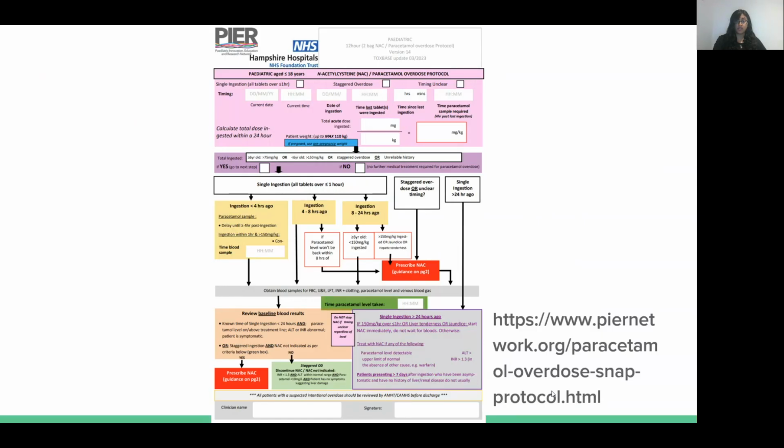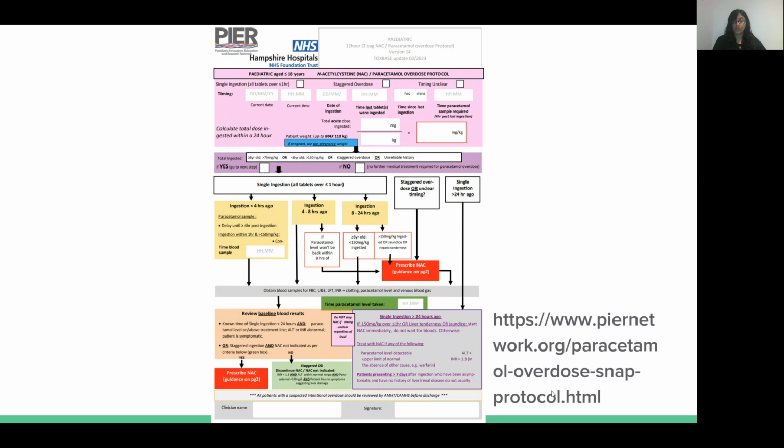So this is the SNAP protocol. Every hospital will have a slightly different version, but it is essentially get them in, take bloods. If you think it's over critical value, if you can work it out in milligrams per kilo, that's better. And just start them on the treatment until the bloods come back, because the longer you wait, the more complications will be involved.